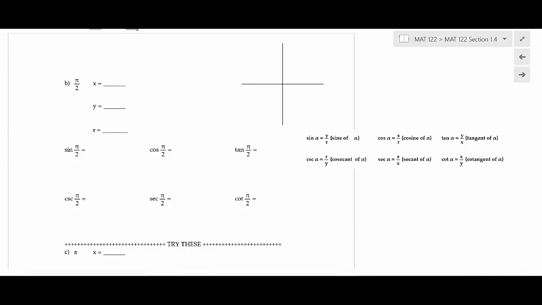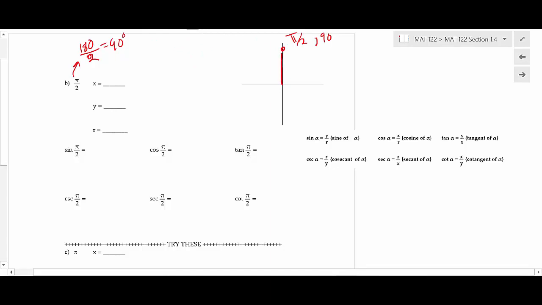Okay, now we're at pi over 2. And remember, pi over 2, 180 over 2 is 90 degrees. So we're up here. In radians, that's pi over 2, and degrees, that's 90 degrees. Okay, so what you want to do on this is you want to draw a radius, and we're going to let that radius be 1. That's kind of a key, is you always let the radius be 1. And then your job is to figure out what that point is.